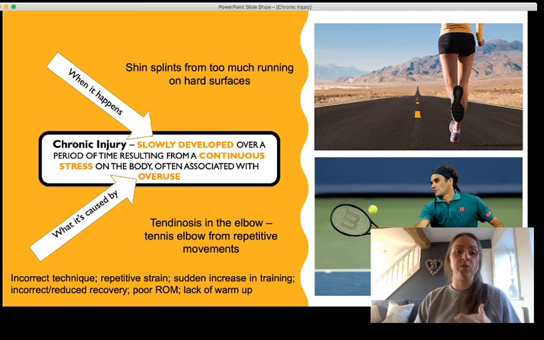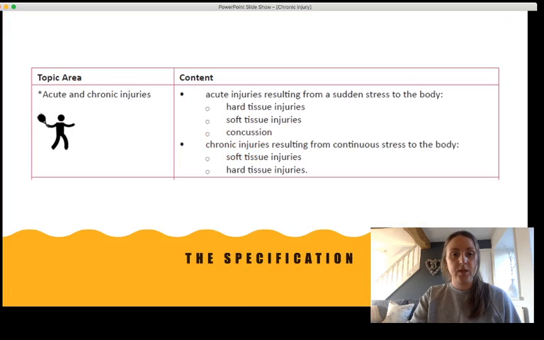Although in the definition it talks about chronic injuries being associated often with overuse, they're also brought about through maybe incorrect technique, repetitive strain, a sudden increase in training loads, incorrect or reduced recovery. So as we start to maybe implement progressive overload and maybe reduce the number of rest days, if we do that too quickly or too much, we might bring about a chronic injury. Poor range of motion and a lack of a warm-up are all potential causes of chronic injuries. So we're going to go ahead and look now at soft tissue injuries followed by hard tissue injuries.